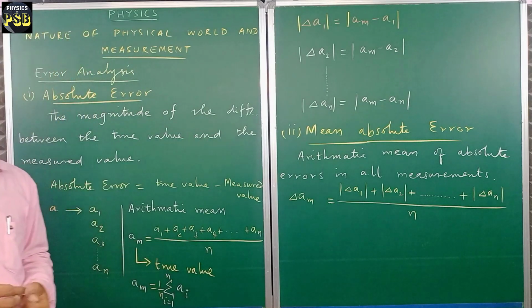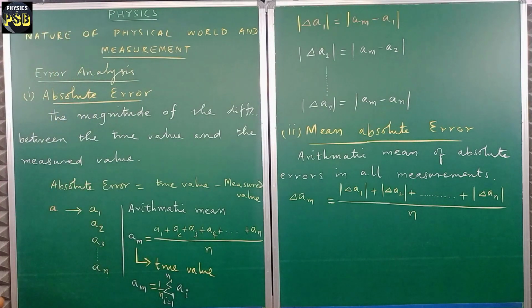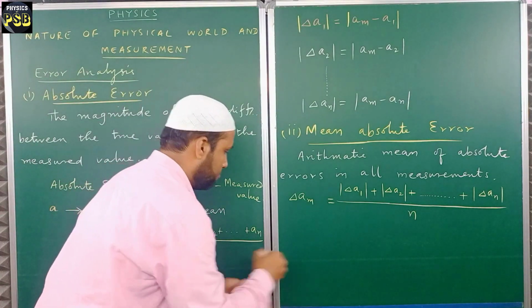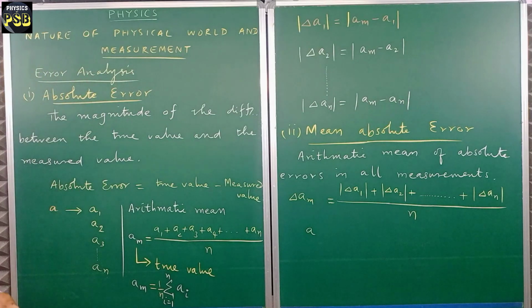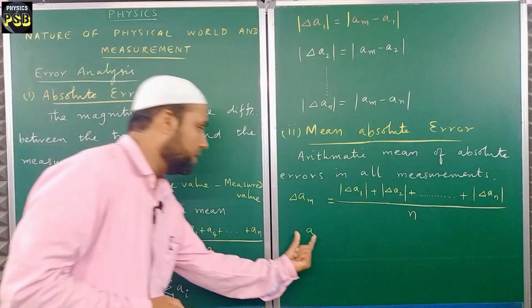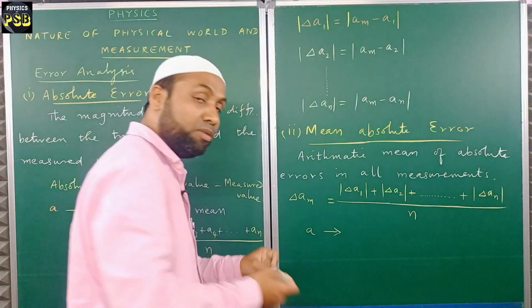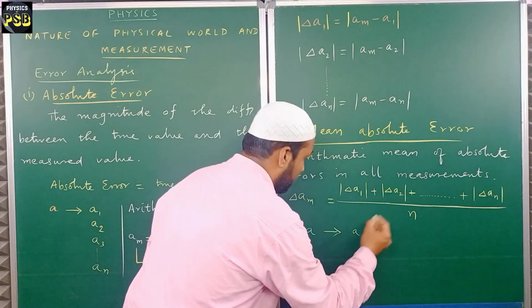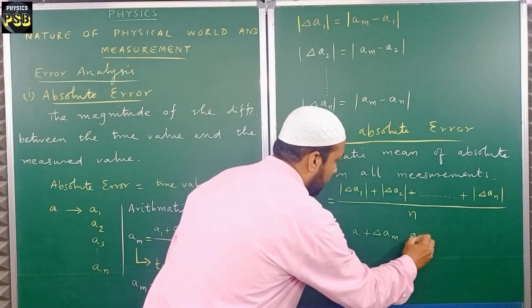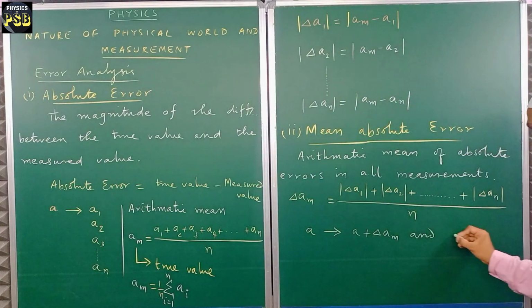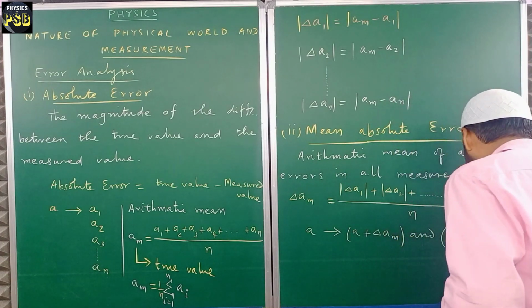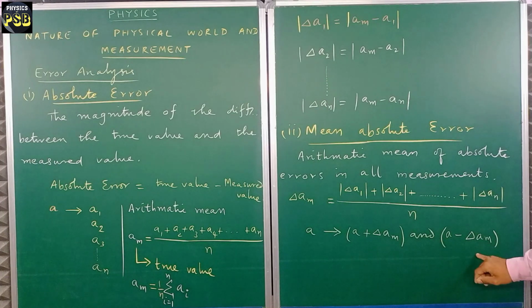Now suppose I have a quantity A. The value of A will have error lying between, or its value can be in between, A plus delta AM and A minus delta AM. So this clearly shows that the measured value of A will lie between these two values. I hope you have understood.